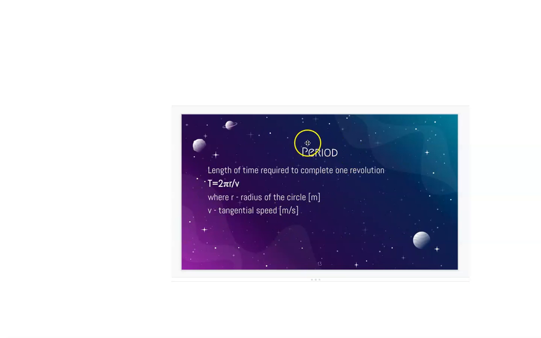Okay, period is another physical quantity, the length of time required to complete one revolution. We'll have a different formula for period later on in the course, but for this purpose, we're using this formula: capital T equals 2 pi r over v. It makes sense. 2 pi r is the length of the path, the circumference, divided by v, because v is a constant speed, right?